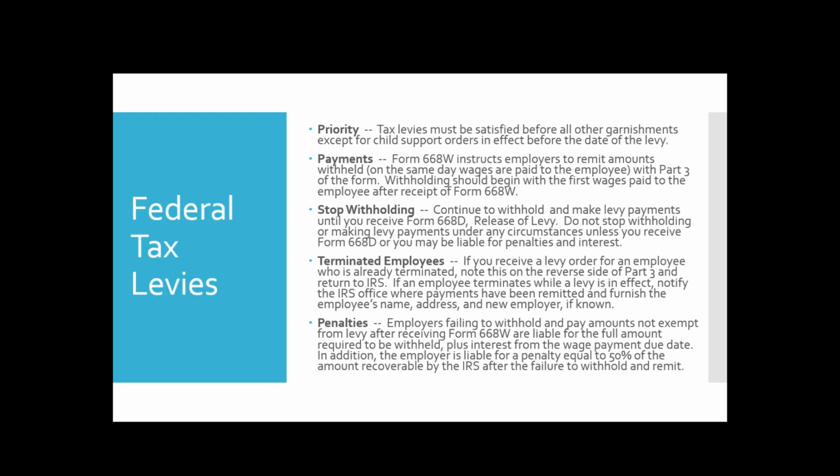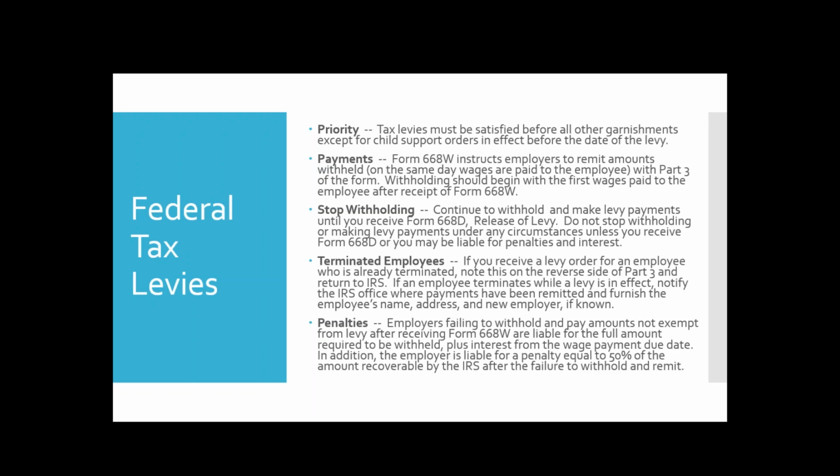Let's look at federal tax levies, and they take priority over all other garnishments except for child support orders that were in effect prior to the levy. And again, if you get a child support order for an employee who has a tax levy in effect, I suggest you call the levy agency and see if they want you to give priority to the child support or not. For a tax levy, you'll receive a 6-part Form 668W with lots of instructions, and Part 3 has to be returned with your first amount that you remit. You should never stop withholding a tax levy until you receive Form 668D, Release of Levy, because you don't know how much interest or penalties the employee may have accumulated.